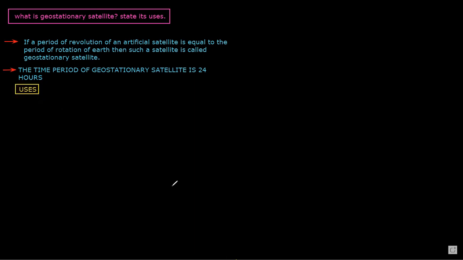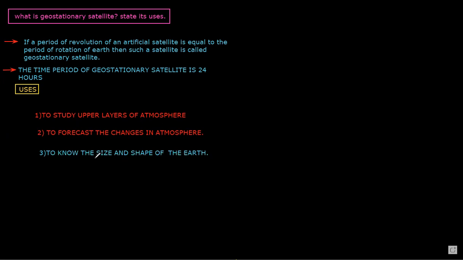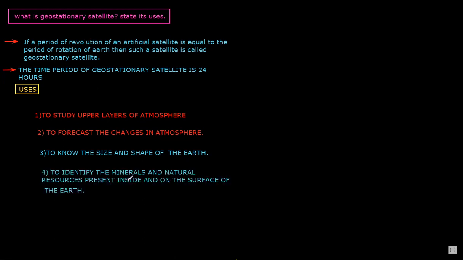Now its uses. First of all, what is use of this geostationary satellite? We can study upper layers of atmosphere by using geostationary satellite. Next one, to forecast the changes in atmosphere, like weather forecasting and all. This is second use. Next, to know the size and shape of the Earth. So how is the shape of Earth? How is its size? All these things also we can study by the use of this geostationary satellite. Next one, to identify the minerals and natural resources present inside and on the surface of the Earth. Natural resources and all, everything we can study by using this geostationary satellite.